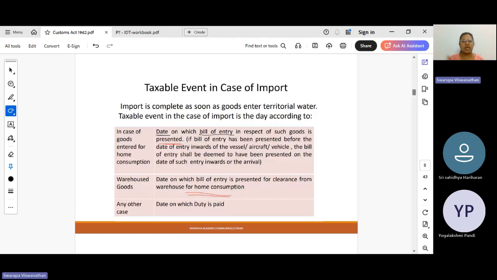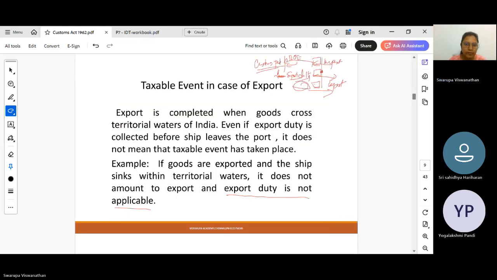In case the goods are unloaded and then warehoused, and after 2 or 3 days they are removed into the domestic market, then the date of presenting the bill of entry for removal for home consumption is the date. That is the taxable event. So you need to remember it is the date on which the bill of entry is presented for home consumption.